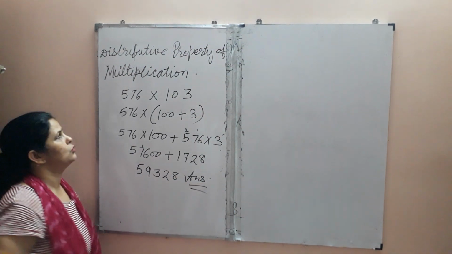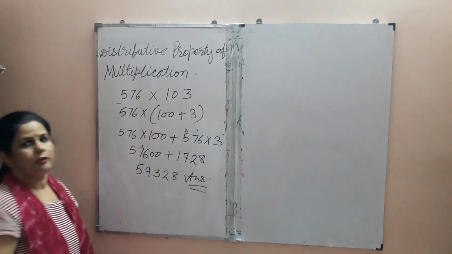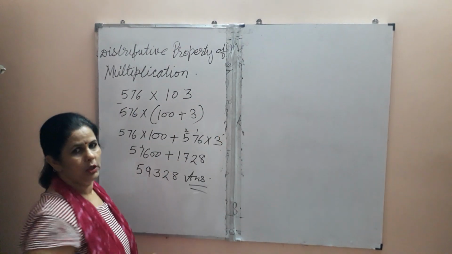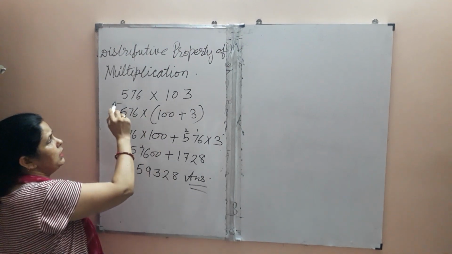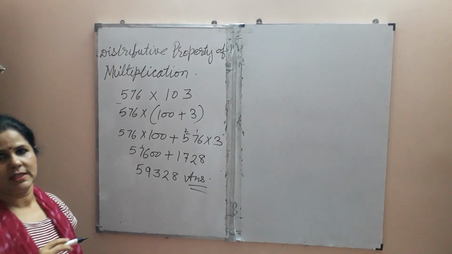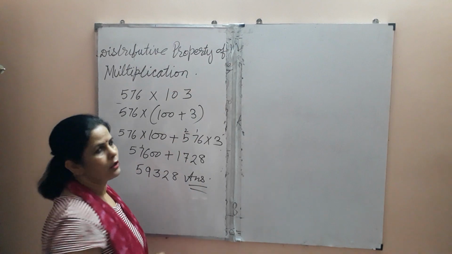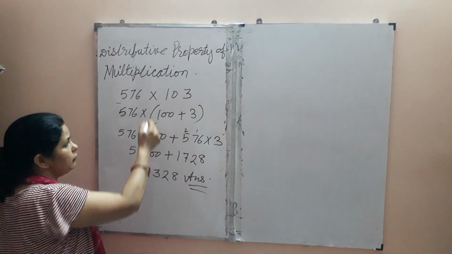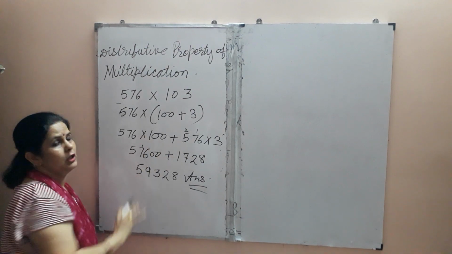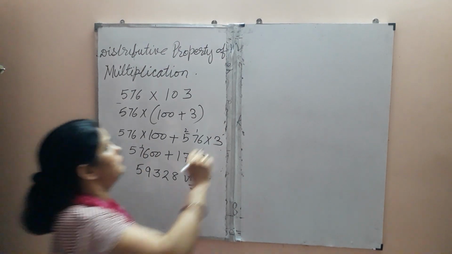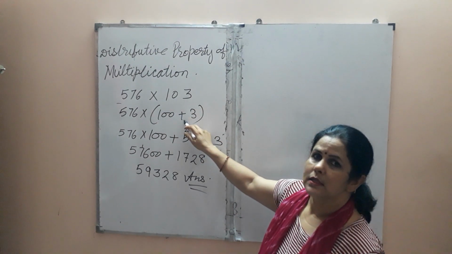So what is the use of the property? If we directly multiply this number, then obviously we have to write it in the column, and then we can solve it, because nobody knows the 103 table or the 576 table. We have to write the table, or we have to write them in the column, and then solve. But if we use the property, then with minimum calculation, we can solve it. Let's solve one more example. This was the distributive property of multiplication under addition.